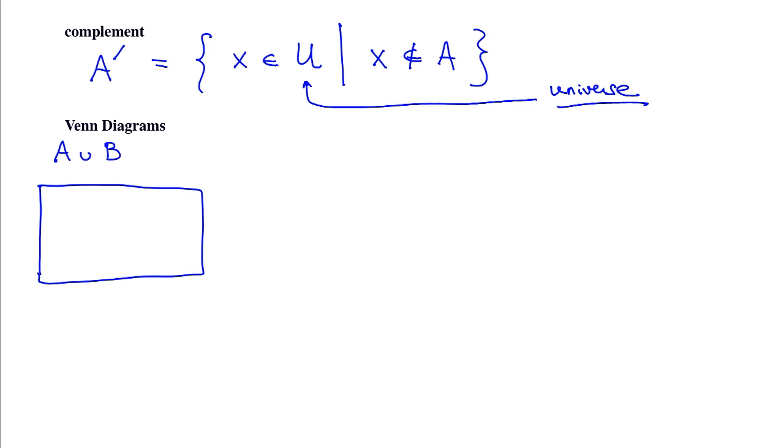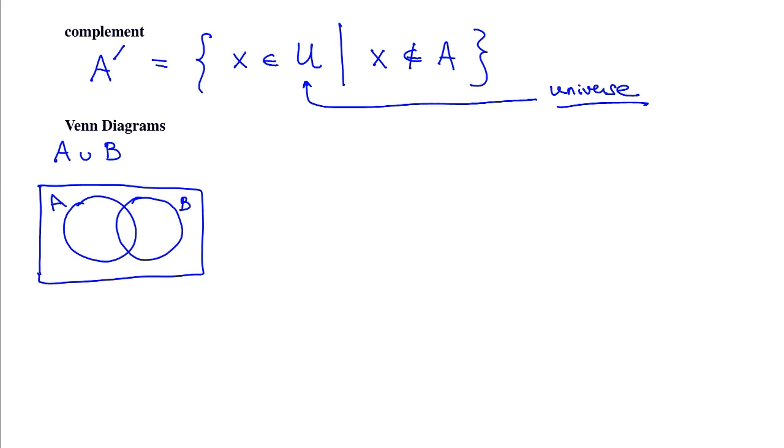Okay, so there's the universe, the box. And in here we would have a circle that represents A. So everything in that circle would be elements of A. And we could put people in there. And they may overlap, and that's okay. So we have to draw that possibility. And then everything in this circle here would be the things that are in B.